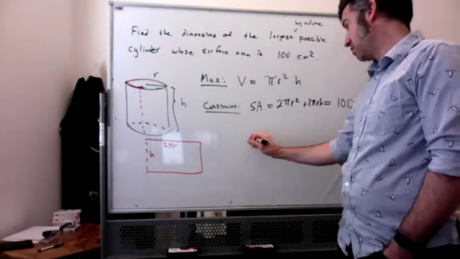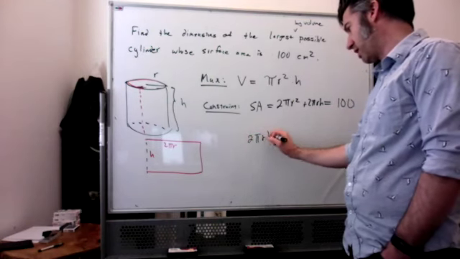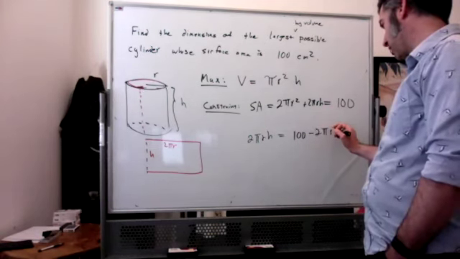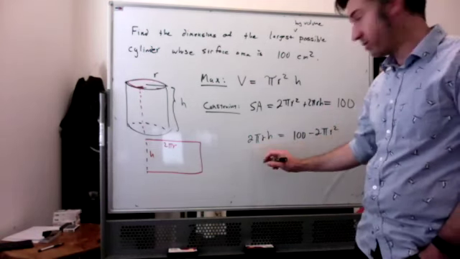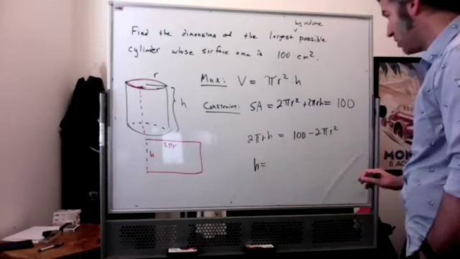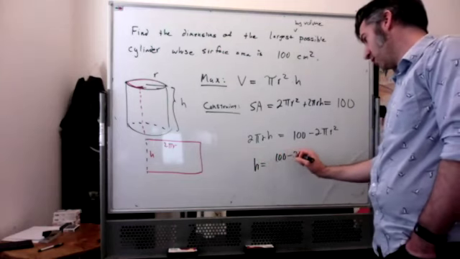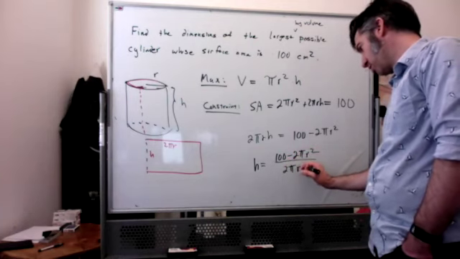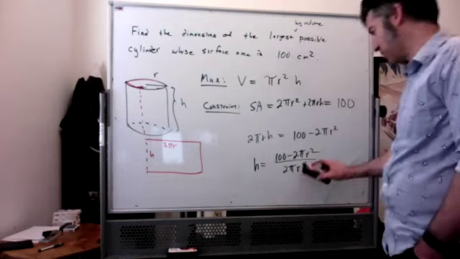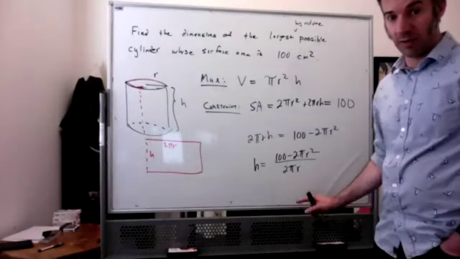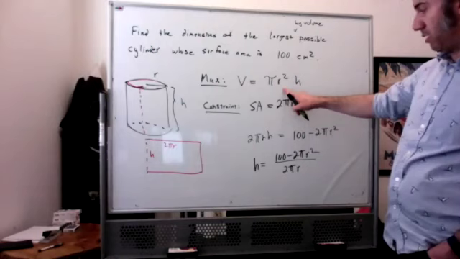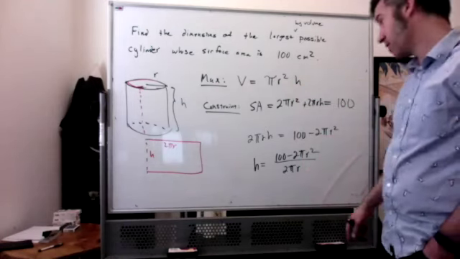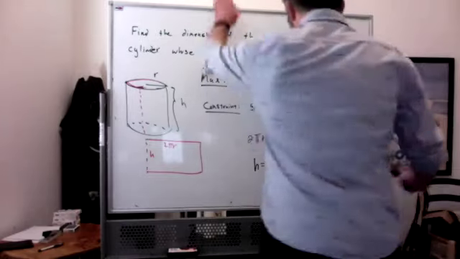So I'm going to say that 2 pi r h is equal to 100 minus 2 pi r squared, and then divide both sides by 2 pi r. So that h is equal to, you can either write it as one fraction, 100 minus 2 pi r squared over 2 pi r. And actually, I probably would write it as one fraction. The reason is, when I multiply this back by this, one of the r's here will cancel with the r there. So that's going to be good. Okay, so that's our setup.